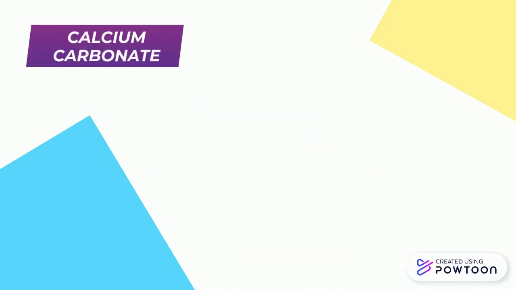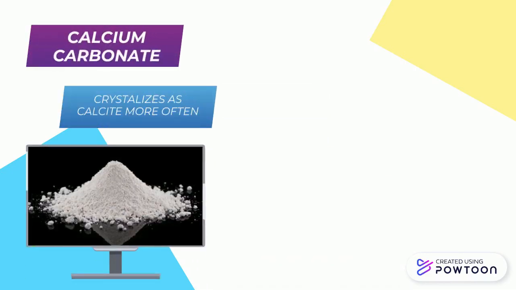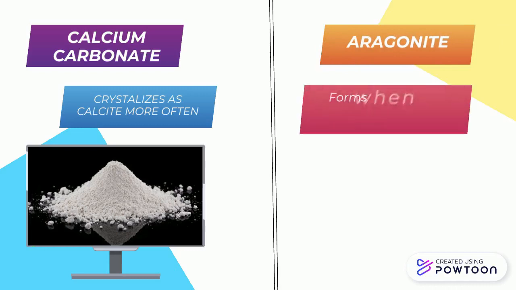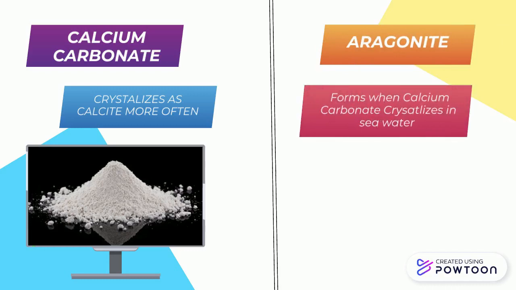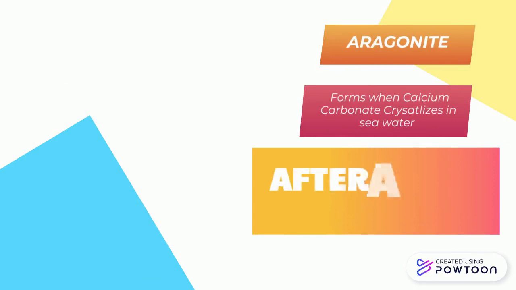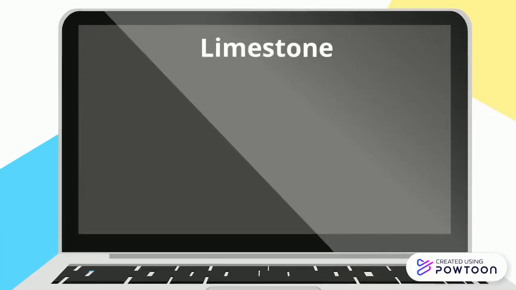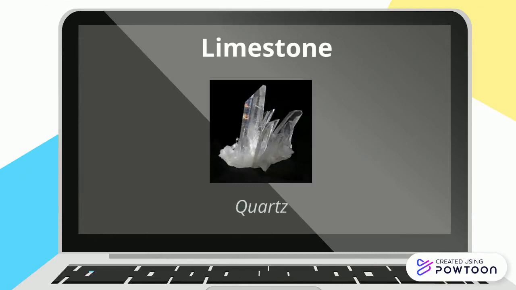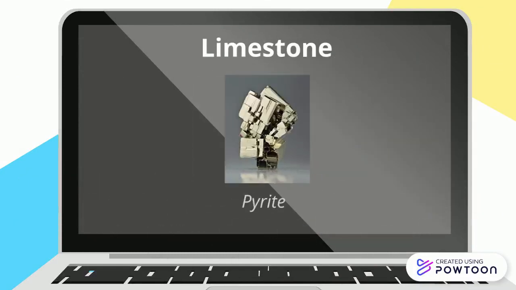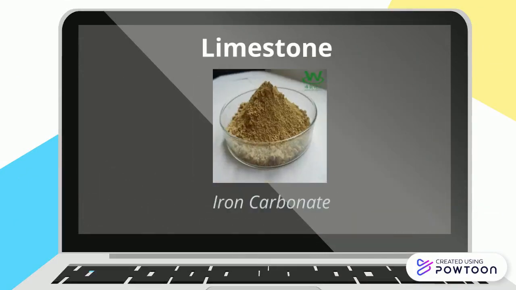Calcium carbonate crystallizes as calcite more often, which is the stable form. On the other hand, a less stable form, which is aragonite, usually forms when calcium carbonate crystallizes in seawater. After a span of time, or when aragonite is heated, it can transform into calcite. Limestone may also contain constituents like dolomite, quartz, feldspar, clay, pyrite, and iron carbonate.